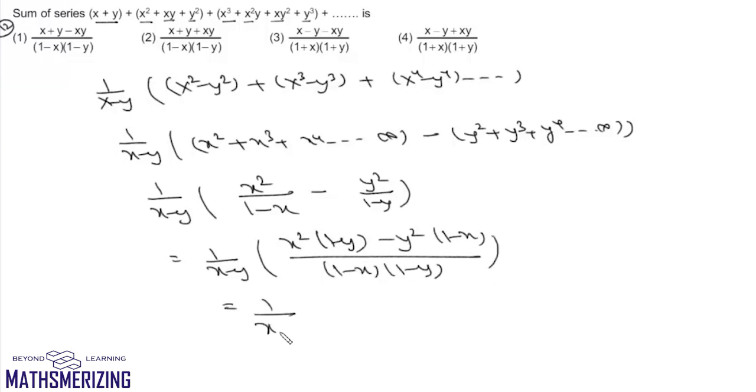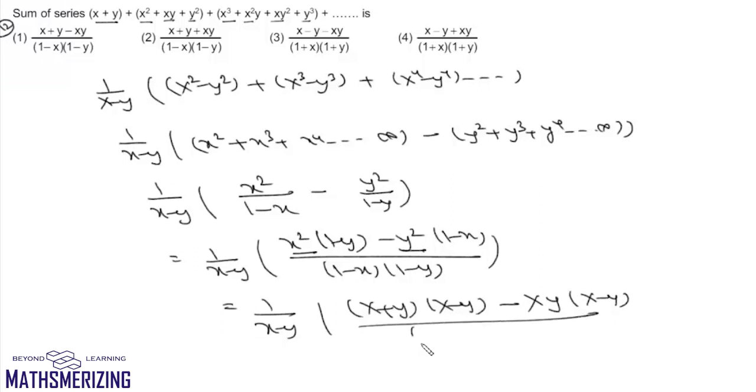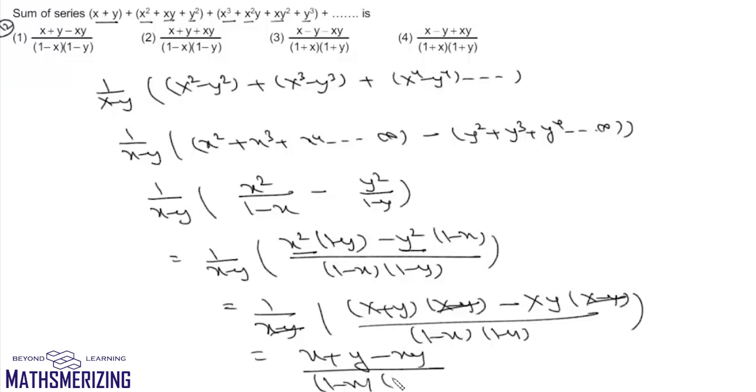So we'll write this as 1 upon x minus y. Now we'll take x square and y square together, so it'll be x plus y and x minus y, and here we'll take xy together, we'll get x minus y upon 1 minus x, 1 minus y. Now x minus y will cancel, so we'll get this result as x plus y minus xy upon 1 minus x into 1 minus y, and that's your option number 1.